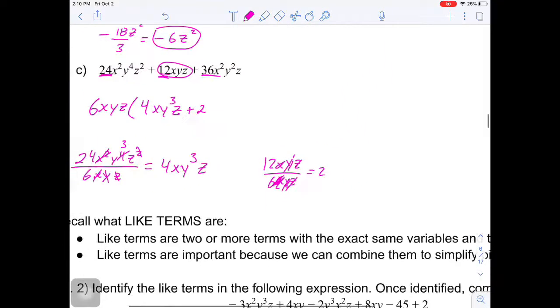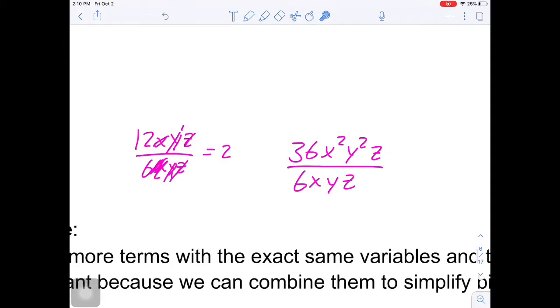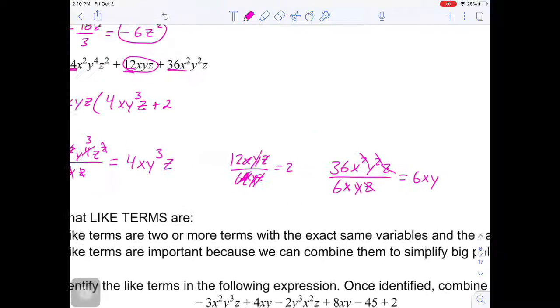And then finally, I'm doing my third term, 36x squared y squared z, dividing 6xyz. So here, 36 dividing 6 gives me 6. X squared dividing x cancels out one of those x's and leaves you with x. Y squared divided by y cancels out a y, so you're left with y on top, and then z divided by z cancels out. So you get plus 6xy.